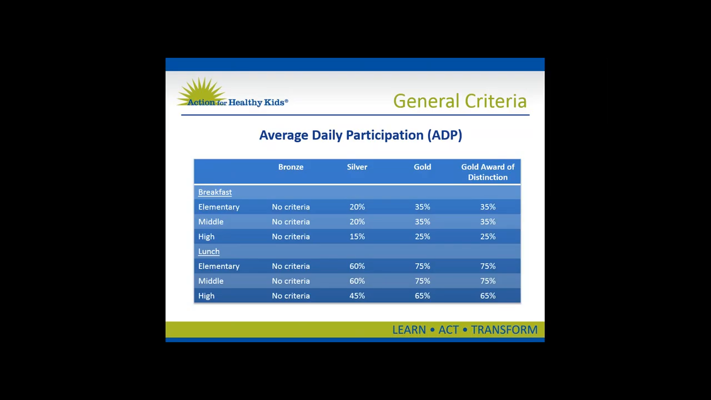Calculating ADP in this manner is considered to be fair to schools, as it does not include children that are absent or do not eat lunch or breakfast in the calculation. The final thing I would like to note on the slide is that in order to meet any level of award, schools must achieve the award level's ADP for both breakfast and lunch. Lunch has higher ADPs than breakfast. So for example, if your school meets the ADP for lunch to apply for the gold award, but does not meet the ADP for breakfast for that award level, your school would then not be eligible to apply for the gold award.